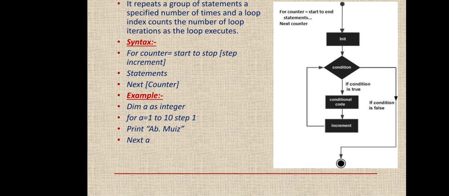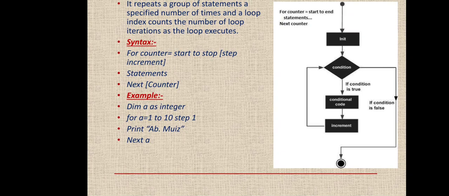When we write Dim a As Integer, a is a variable, that means here it's a counter. For a equal to 1 to 10, step 1, first it will start from 1. Step 1 means it will get incremented by 1. It will print Abdul Moiz, and after that it will increment, so a will now be 2. It will be incremented by this statement Next a. If you don't write Next a, that is Next counter, it will not get incremented. So it is necessary to write the Next counter. Here it is Next a, and it will reach 10.